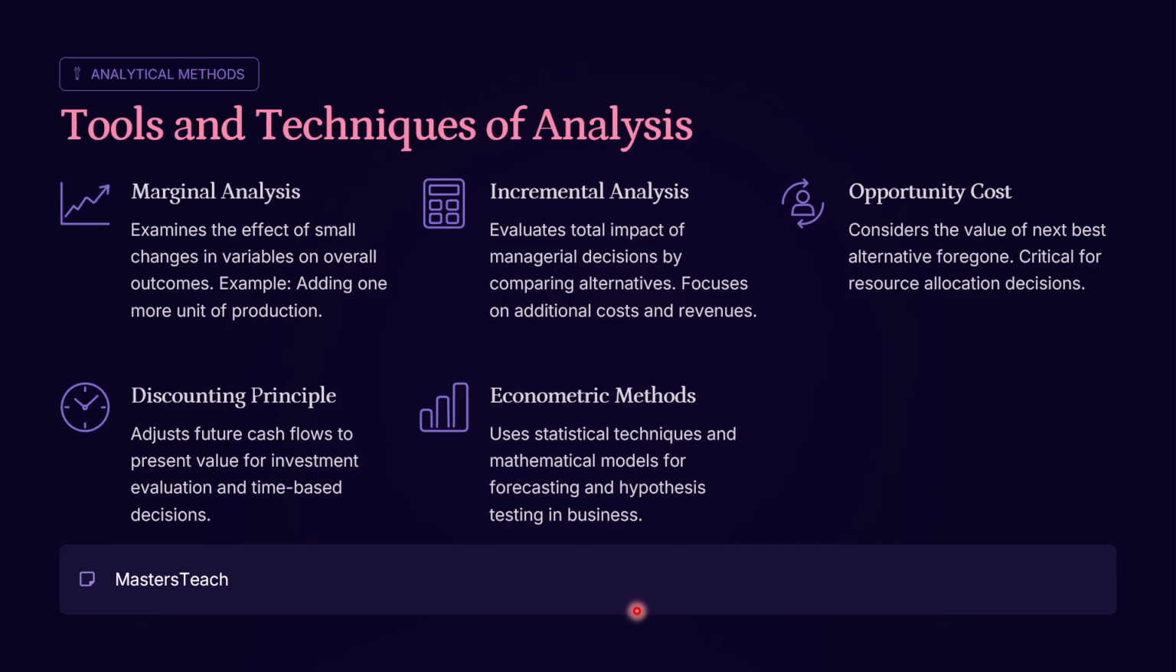Marginal analysis looks at the effect of small changes in variables, for example adding one more unit of production. Then incremental analysis says what the impact of managerial decisions is if they are using any alternative, focusing on cost and revenue. Then opportunity cost considers the value of the next best alternative foregone, a principle for resource allocation and decisions.